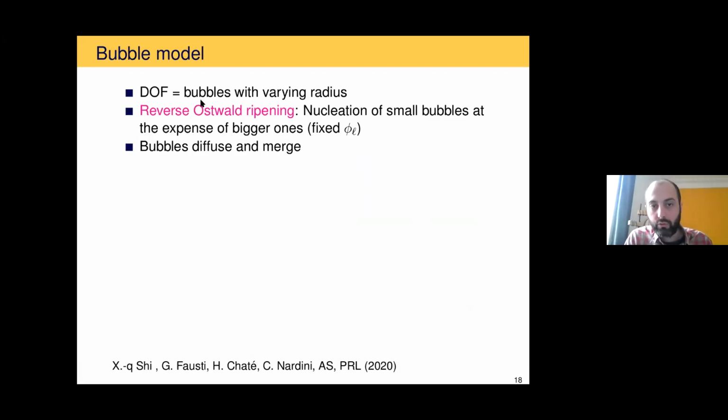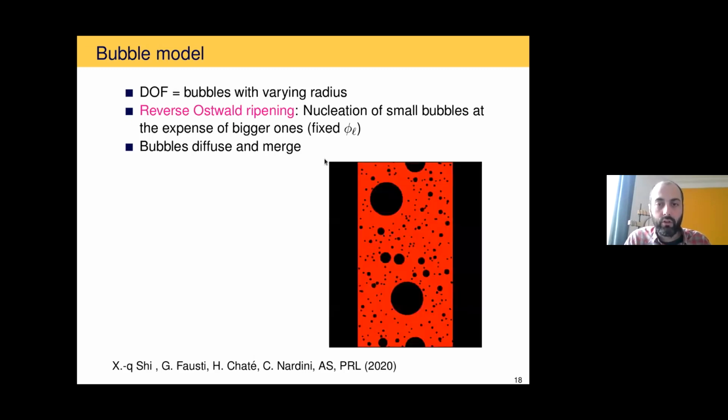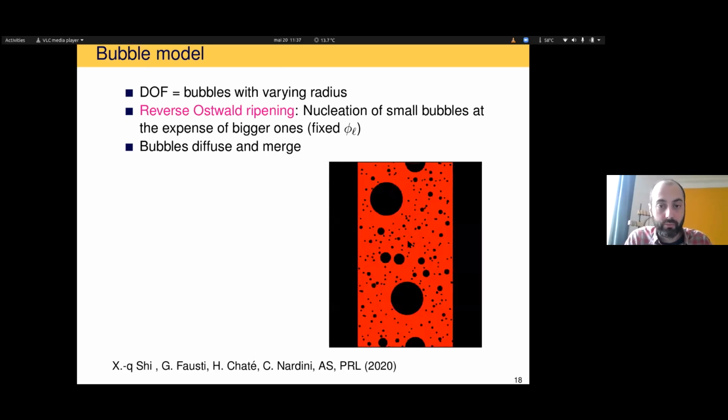And to implement the reverse Ostwald ripening in a minimal way, what we do is that we nucleate new small bubbles at a constant rate, but the total area of gas and liquid is fixed. That's also something that's true in the experiment, in the simulation, I mean. So when you nucleate small bubbles, you do it at the expense of bigger ones. And then the bubbles diffuse and they merge. And only with this ingredient, you recover the same type of phenomenology for the bubbles.